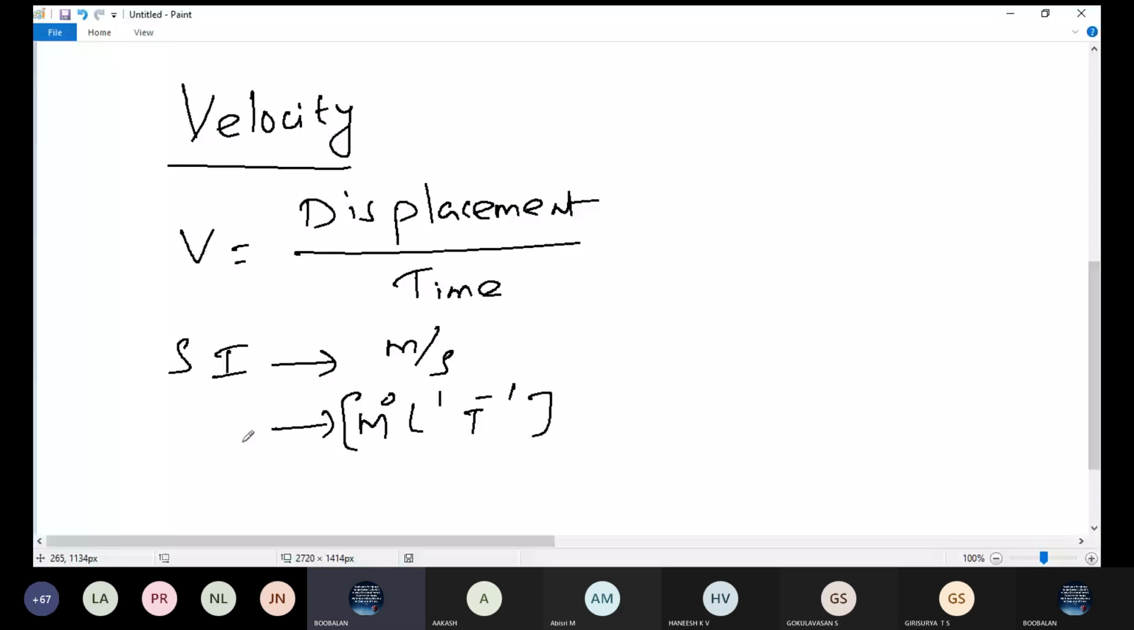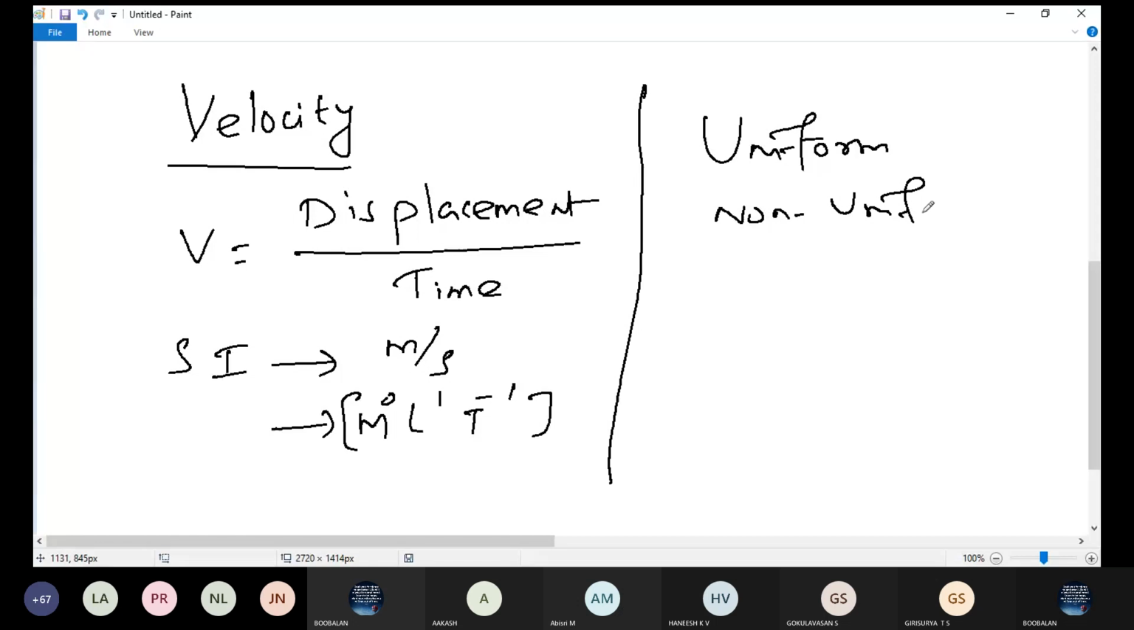Next, the types: uniform, non-uniform, otherwise variable, non-variable also the same only. Uniform, non-uniform. Next, average. Fourth one, instantaneous. Now we'll discuss one by one.